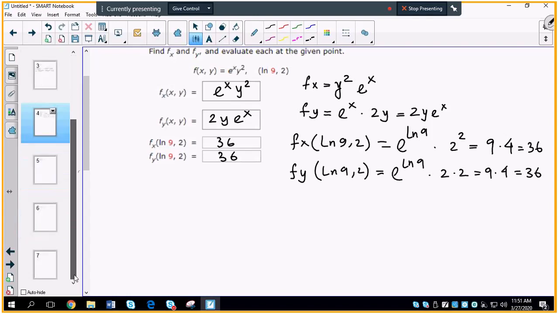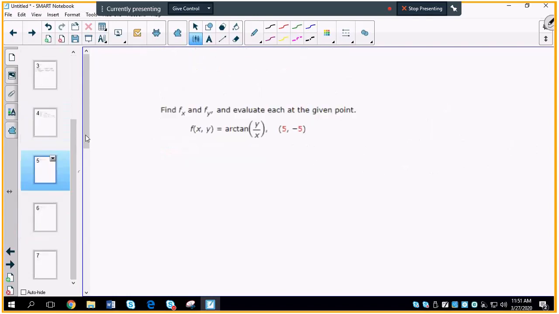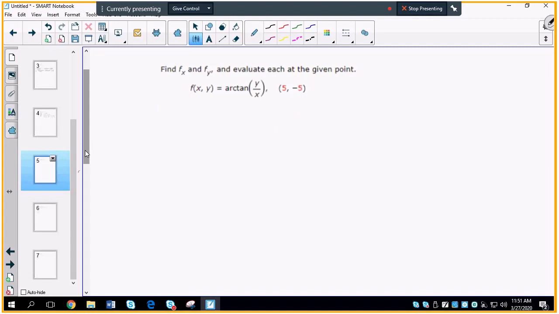So we'll proceed to our next example. This one is asking you to do similar work. The function is arctangent of y over x. So we're going to find fx, and recall that fx is the derivative with respect to x. The derivative of arctangent is simply 1 over 1 plus y over x, whole to the power 2. That's the derivative of arctangent. Think about the chain rule.